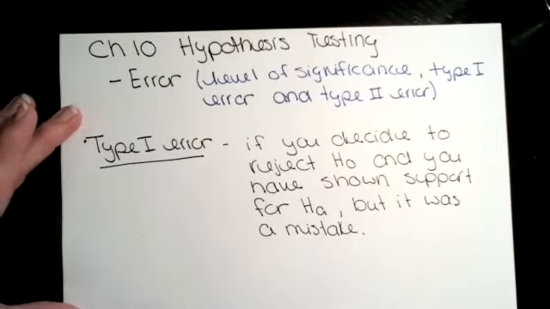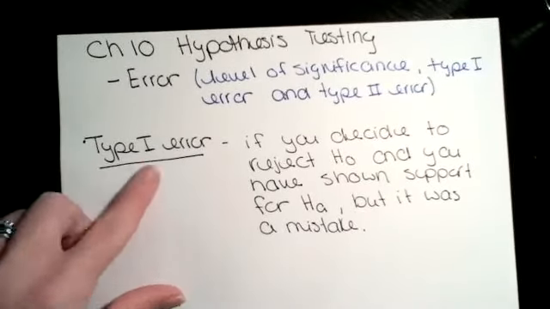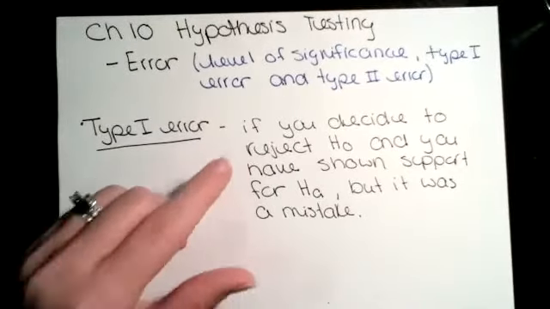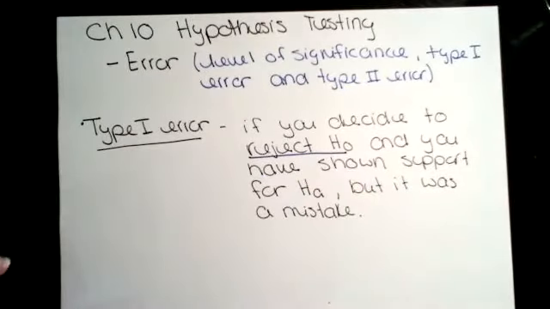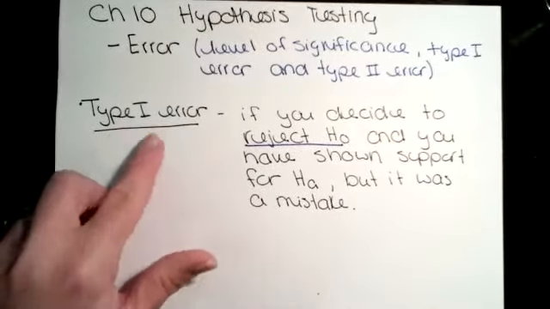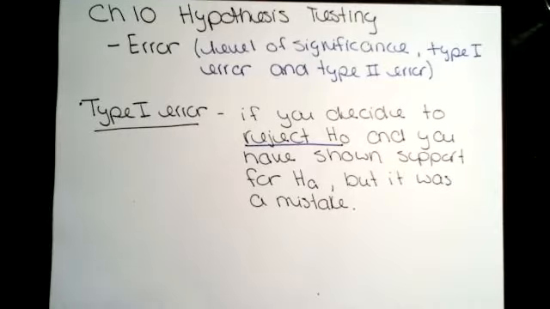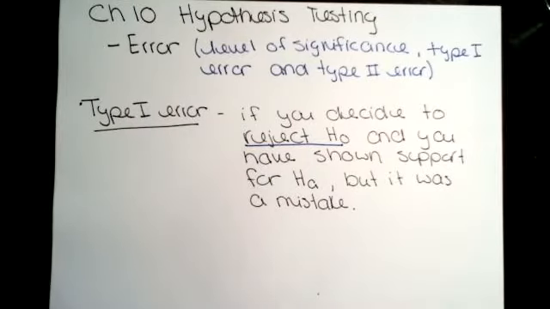So a type 1 error is a possibility, right? There's a possibility of a type 1 error occurring if you decide to reject the null. If you say, yes, I can reject my null, I do have support for my HA, but it was a mistake. We never know if it's an actual mistake. Like, we never know if we actually have an error. It's just we know that we have a possibility of an error, and it's the type 1 error when you decide to reject the null.